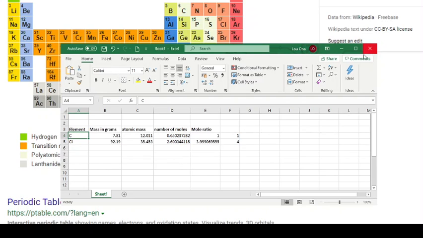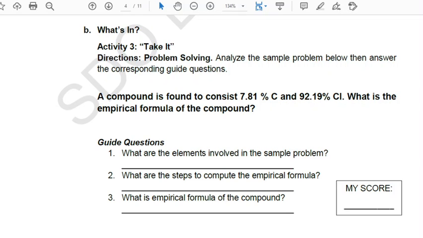So we're just going to write that. The answer is CCl4. So what is the empirical formula of the compound? The answer is CCl with the subscript of 4. Okay? So that's answering the question.